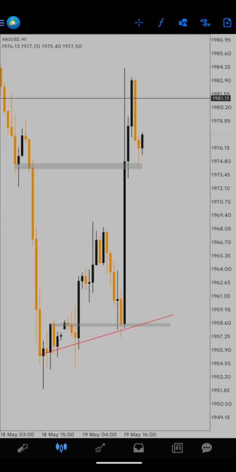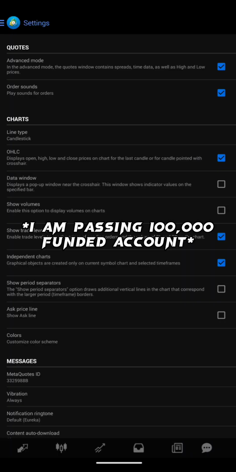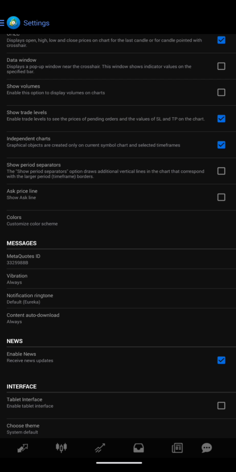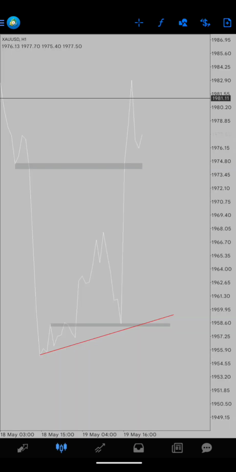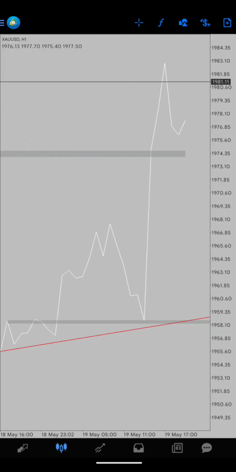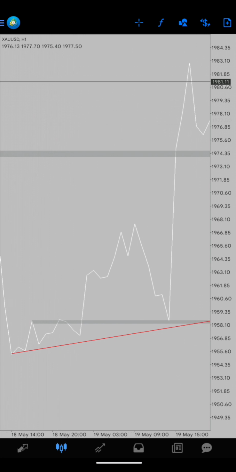So have we achieved all that? So if we go to line chart, you can see here clearly the resistance, the rally base rally, the drop base rally, and then the entry, and we have our trend line to confirm that.